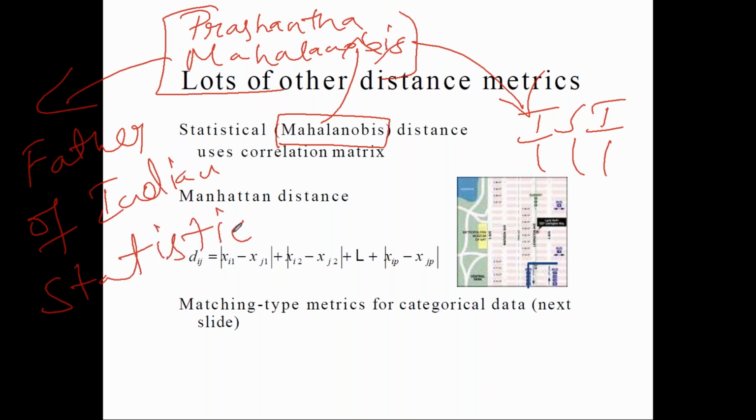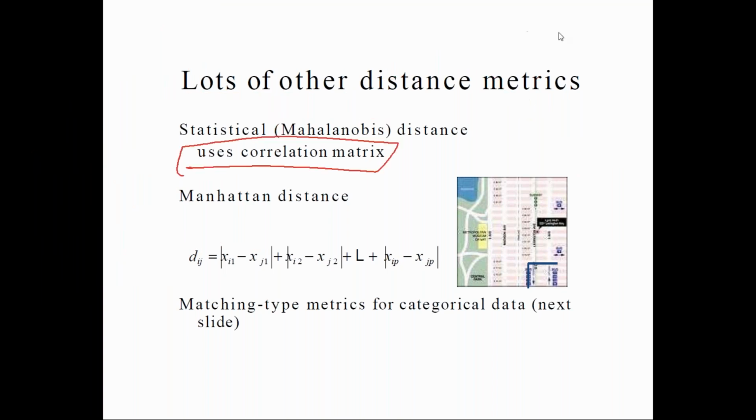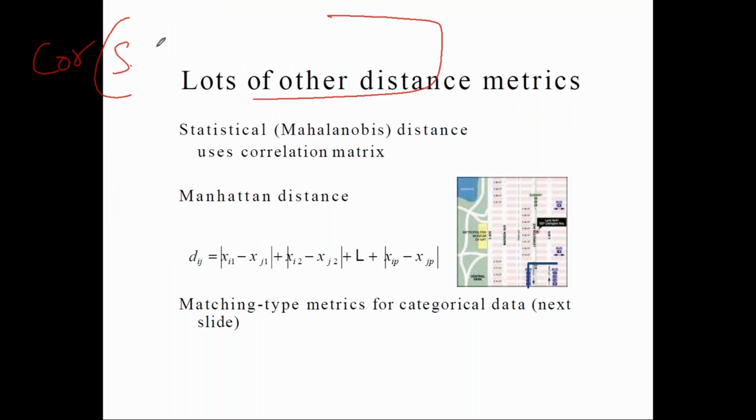So this person has founded a formula. That is the reason that formula is called Mahalanobis distance, which uses your correlation matrix. Means first you calculate the distance or correlation between all the variables like your SAT score, top 10, all the variables. Then using that you calculate your distance. That is the reason it is called Mahalanobis distance, which uses your correlation matrix.